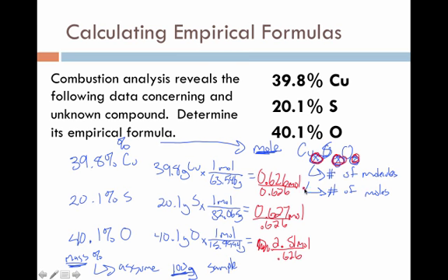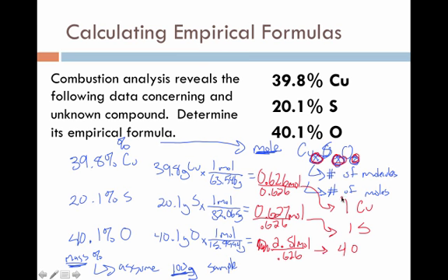And when you do the math to calculate these, the first one is going to come out to 1, which means 1 copper atom. The second one is also going to come out to 1, which means 1 sulfur atom. And this last answer, when you do your math, is going to come out to 4, which means 4 oxygen atoms. Those do come out to nice rounded whole numbers, plus or minus a couple hundredths, and that's exactly what you're looking for.